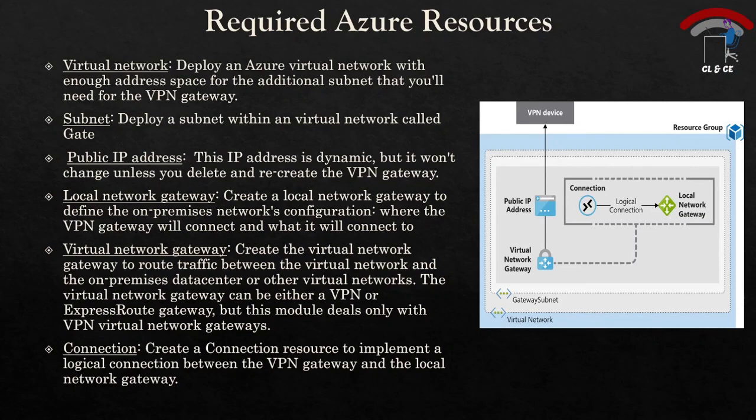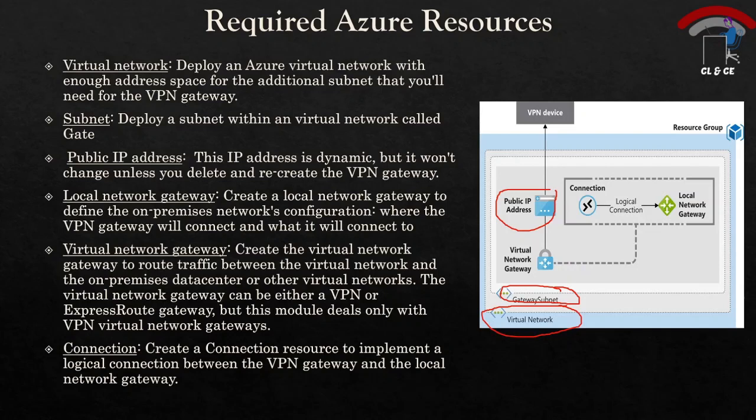Let us see what are the resources required for our demo. We will deploy a virtual network here. Within the virtual network, we will deploy a subnet. A subnet is nothing but a small subset of a virtual network. And we will deploy an IP address which will be dynamic, but it won't change unless you delete or recreate the VPN gateway, guys.